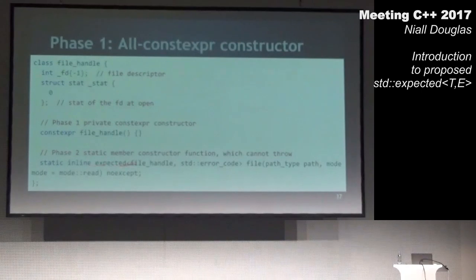Here's your phase 2, which of course is going to be a static member constructor function. This has been the case since Qt days and well before. So we declare something that returns expected. In the successful case, it's going to be a file handle. In the failure case, it's going to be a std error code. The constructor's name is going to be file. We'll put in a path type path, and the mode will be defaulted to read. And of course, it's noexcept, so it can't throw. All errors will come out using expected. So far, so good? Okay.